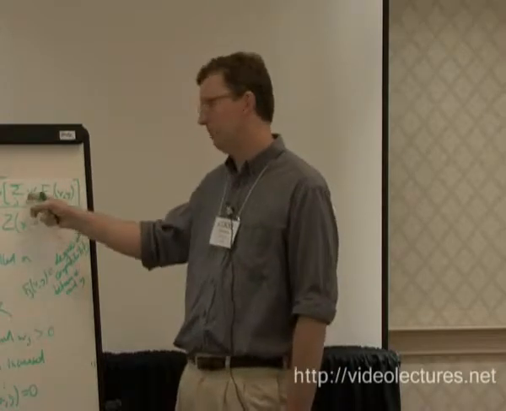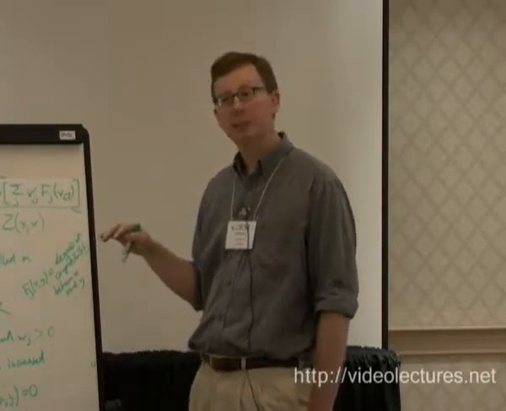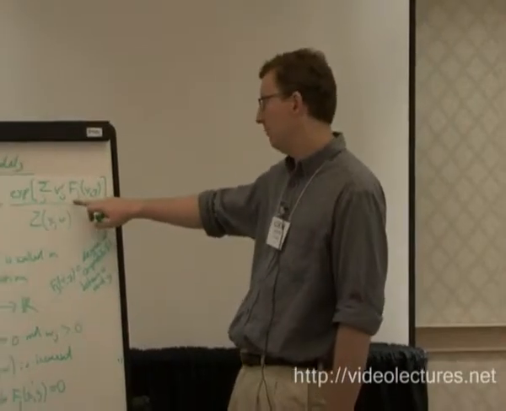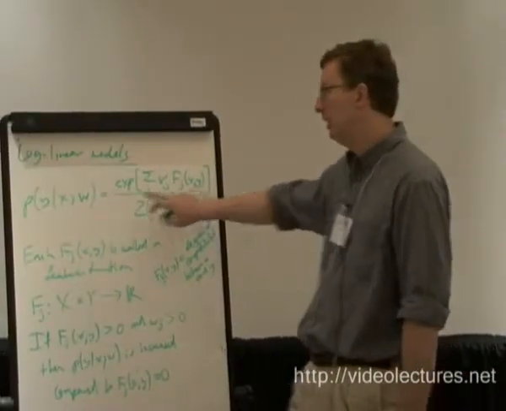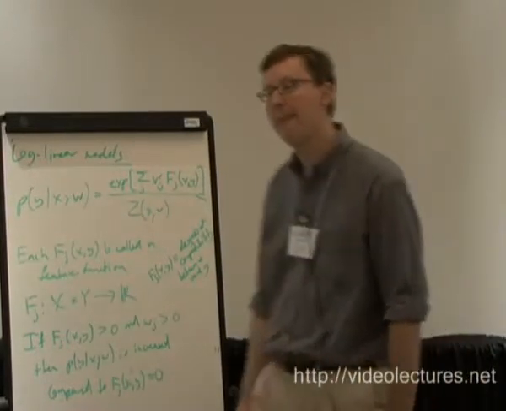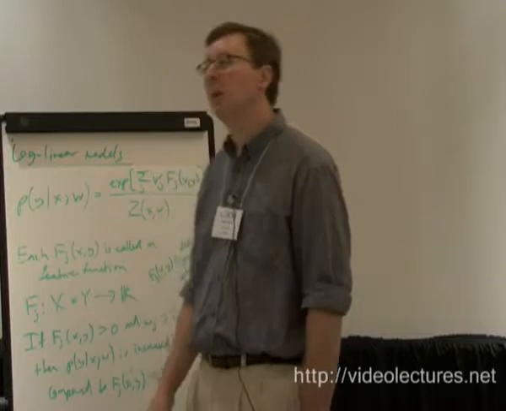It is possible for the weight wj to be negative. And if the weight wj is negative, then a big value for the feature function is going to reduce the probability of y. How is the weight set? How do you learn the weight?